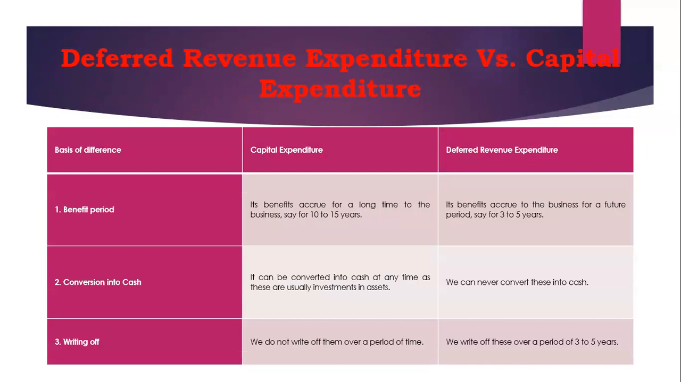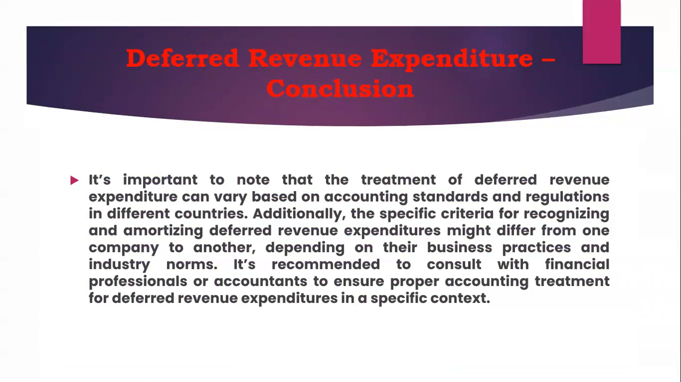So capital expenditure can never be written off. Whatever the depreciation will be, we have to show it as depreciation, and we need to show it in the debit side of the profit and loss account. Whereas deferred revenue expenditure, we need to write it off over 3 to 5 years. So the conclusion is that the treatment of deferred revenue expenditure differs with the different accounting standards followed in different countries. Indian GAAP is there, US GAAP is there, IFRS is there. So depending on that, they are going to follow the accounting treatment on deferred revenue expenditure accordingly.